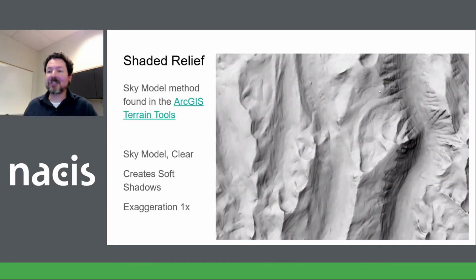So to start with our shading, we'll use a shaded relief. And I went ahead and used the sky model, which is a part of the ArcGIS terrain tools toolbox, which you can download online. The benefit of the sky model, even though it takes a little longer, is that you can create some soft shadows. And that's kind of the key to making things look with a different aesthetic than the hard or abrupt shadows of typical hillshade.